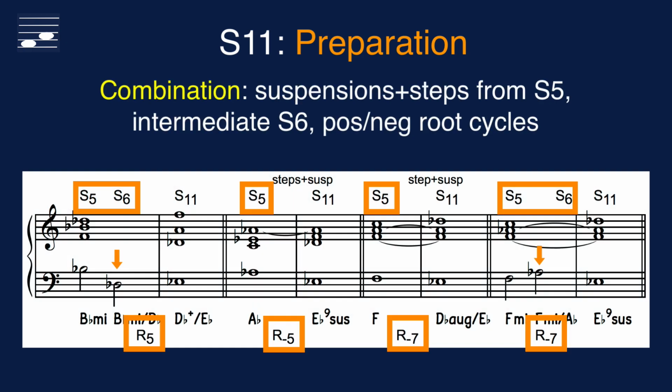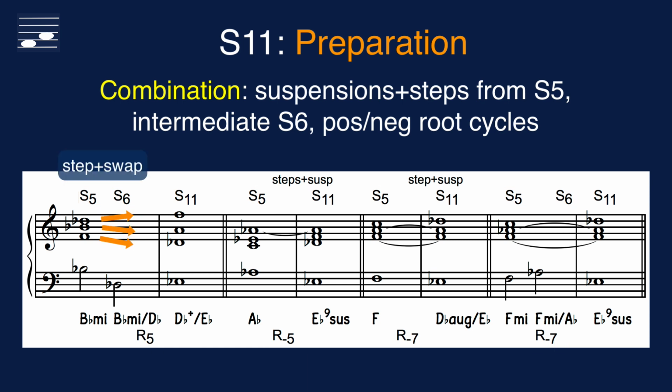We are free to use an intermediate first inversion triad S6, doubling the 3 in the bass part. Note the many negative root cycles. The first example contains a swap and contrary opening motion between the outer parts. The 2 central preparations combine steps with suspensions.